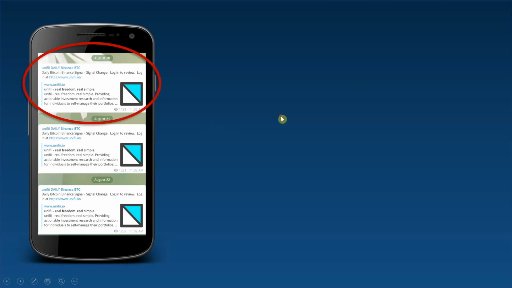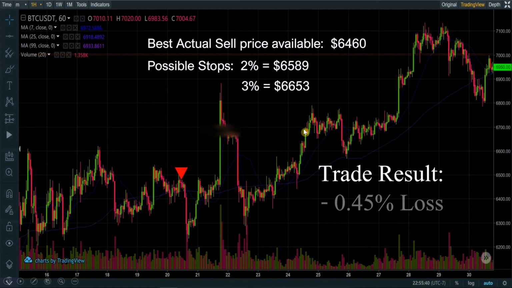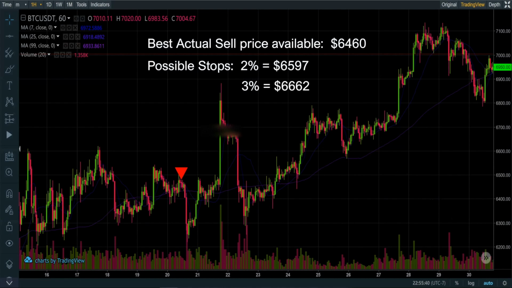Next one's going to be a sell, 64.68. It doesn't look good. We're down. That's all right. Yeah, this trade result happened to be a negative 0.45%. Not that big a loss, actually. World of trading. So we're now in USDT, sold at 64.60.